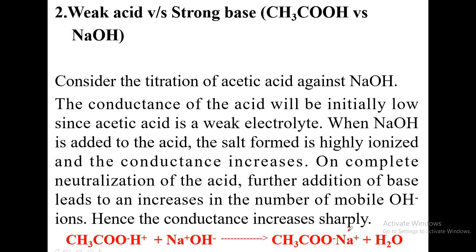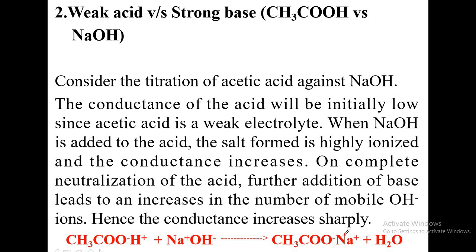Its ability to conduct, or its ability to undergo ionization, is much higher than that of acetic acid. Acetic acid is a weak electrolyte, it does not undergo complete ionization, whereas sodium acetate, being a highly ionizable salt, undergoes complete ionization, producing more ions in the solution. As a result, conductance slightly increases. So in the beginning, conductance is low due to feeble dissociation of acetic acid, but with the addition of sodium hydroxide, conductance slightly increases, due to the formation of a highly ionizable sodium acetate salt.